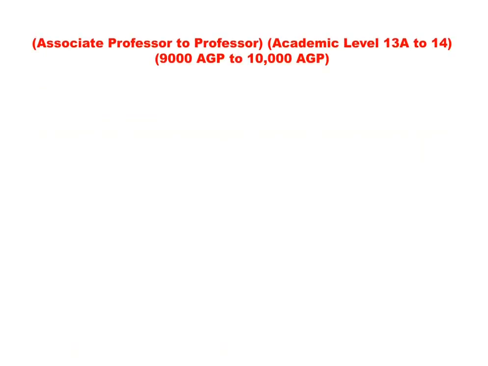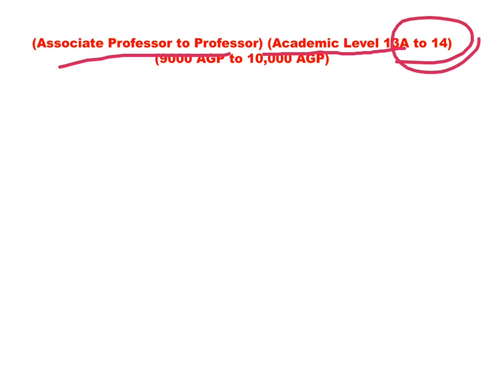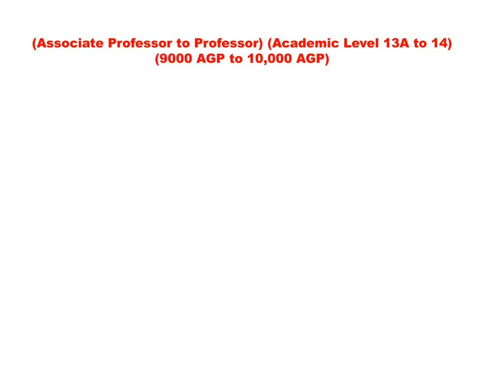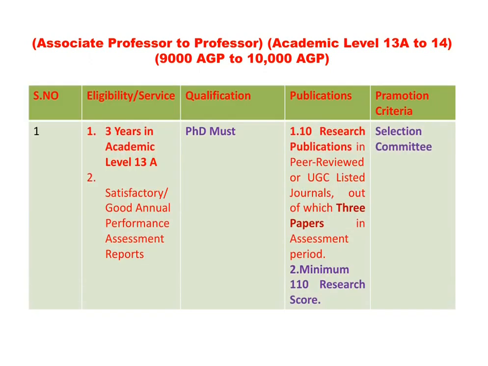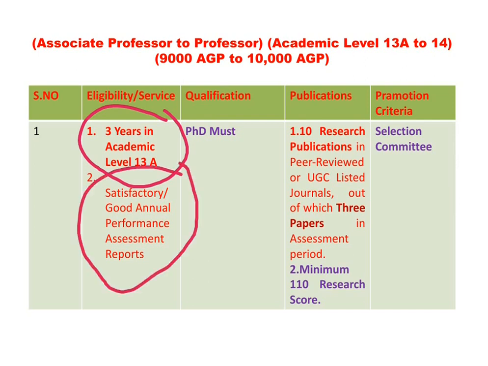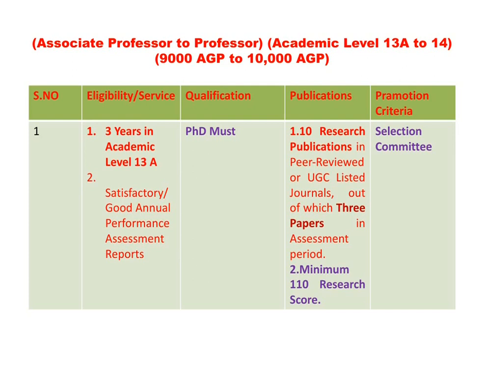The last category is associate professor to professor, which means academic level 13A to 14, or 9000 AGP to 10,000 AGP. In this category, you have to complete the minimum eligibility. The minimum service is 3 years in academic level 13A, and satisfactory, good annual performance assessment reports must be produced in front of the selection committee. And you need to have completed the PhD.